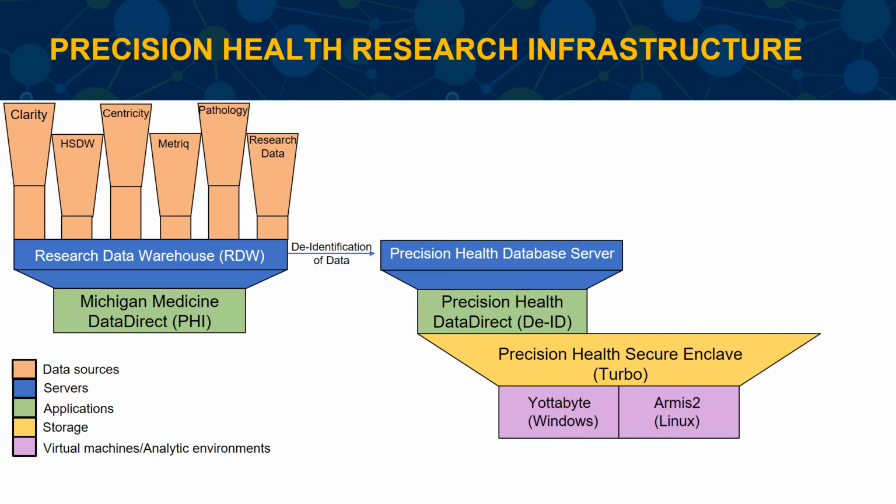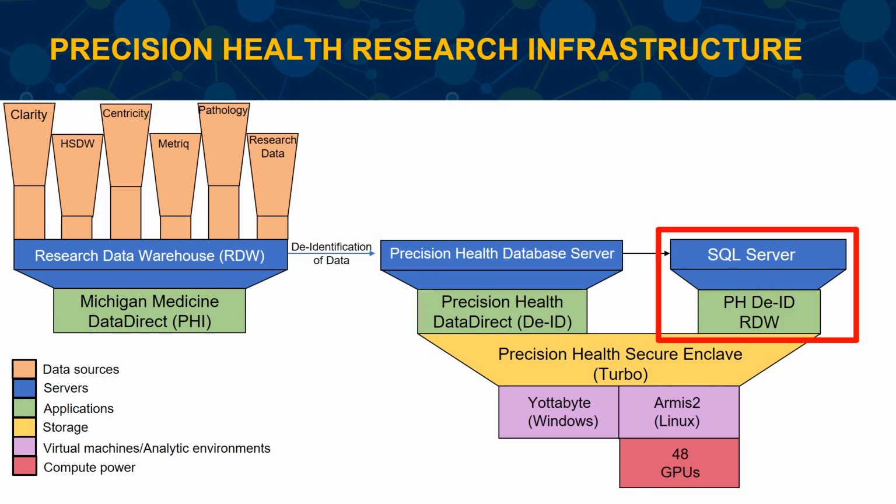There are two virtual machines or analytic environments for researchers to analyze the data through: Yottabyte, which is a Windows environment, and ARMIS 2, which is a Linux environment. Through ARMIS 2, researchers have the ability to use the 48 GPUs which have been purchased and made available by Precision Health.